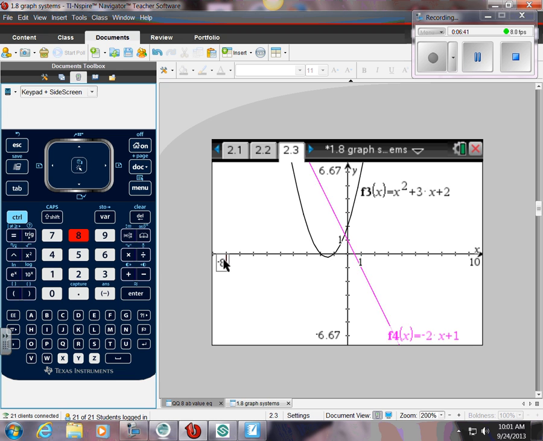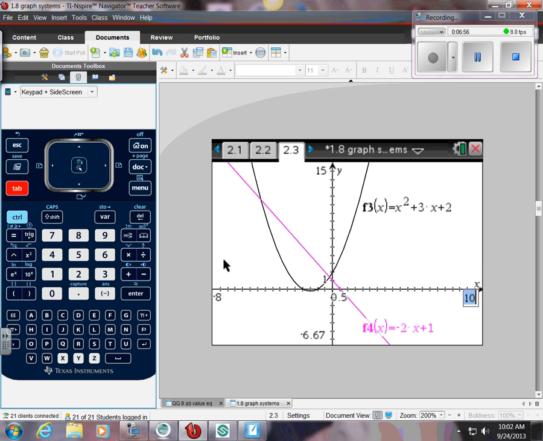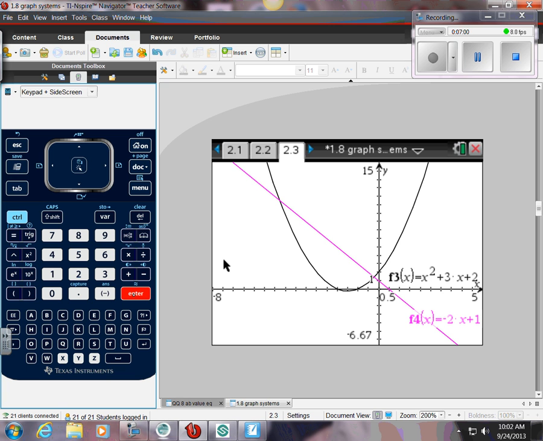I'm going to hit tab to come up to my y maximum. I want to see more of that, right? What do you think we should change it to? Give me a number. 15. I'm going to hit tab again. Do I need that much on my x? I'd probably make it 5. And that's good enough. Can I see both intersection points now? Yeah, okay. So that's how you're going to adjust your window so that you can get both intersection points in there.